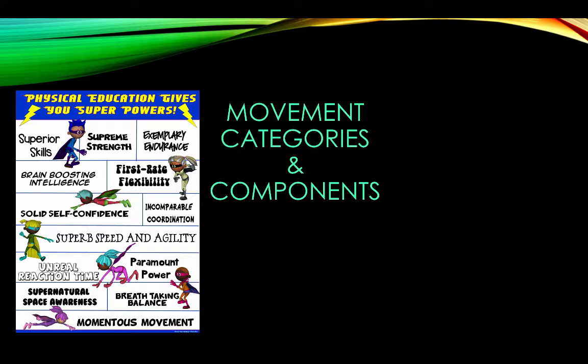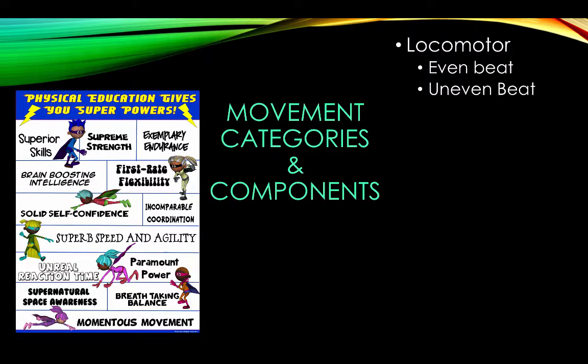All right, now we're going to get into movement categories and components. So many different ways to be able to move our body. So the first one is the movement category of locomotion, locomotor skills. Now these skills can be, within the 2 different components, an even beat of locomotor skill. All right, so you have to think of that locomotor skill. And is it something that is a steady beat?